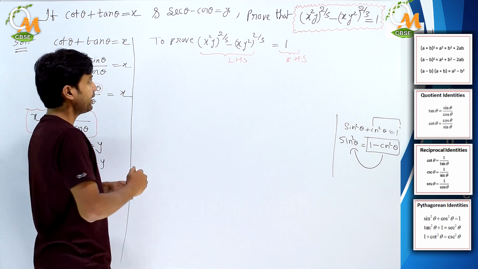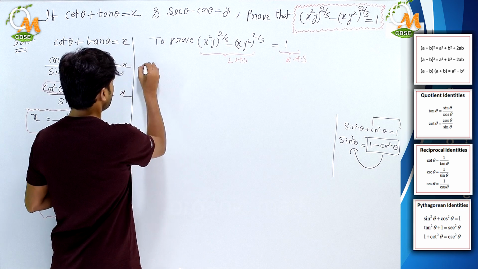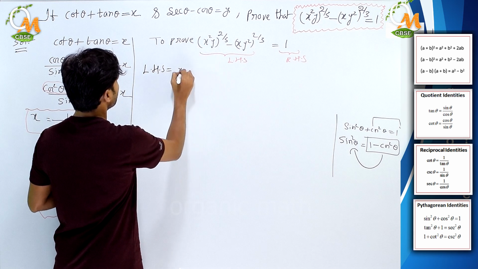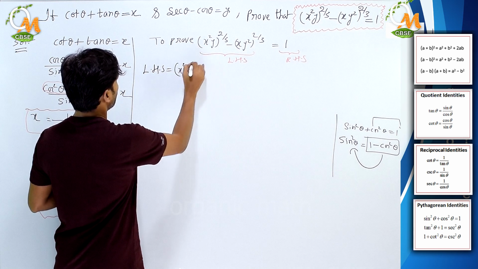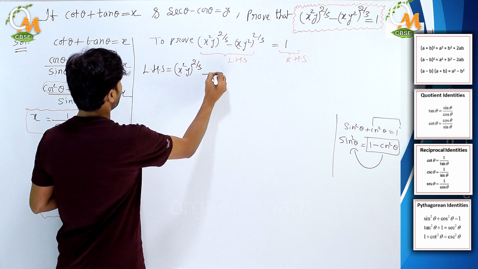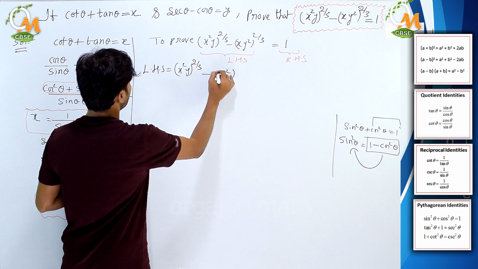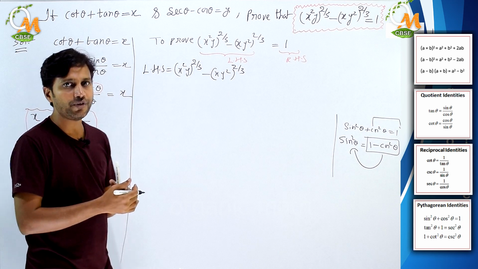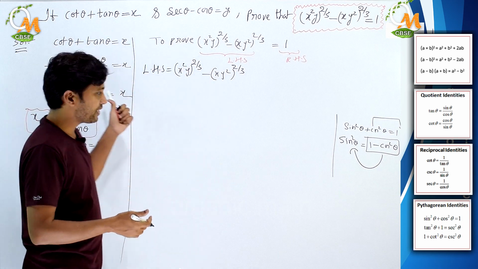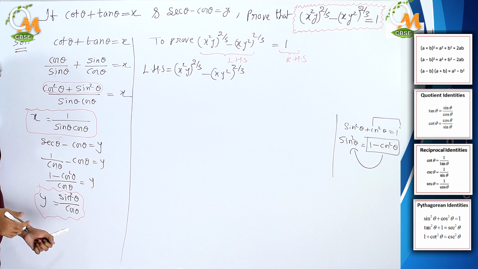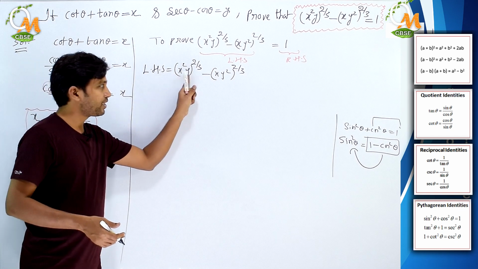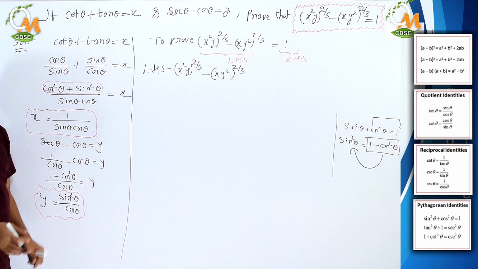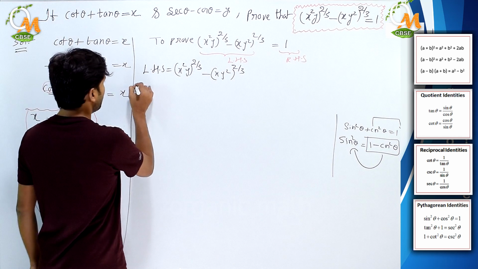Okay, now take the LHS part. What is LHS? (x square y) whole to the power 2 by 3 minus (x y square) whole to the power 2 by 3. This we took. Now we need to put down the values of x and y which we simplified previously, to substitute them. Understood? Okay, anyways, now let us put them down.